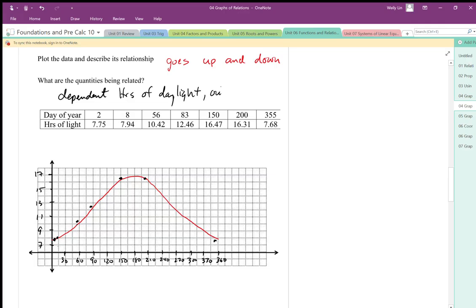That's my y variable. And the independent variable is the day of the year. That's along my x. That's my input, and that's my x variable. And I get this graph that looks like this.